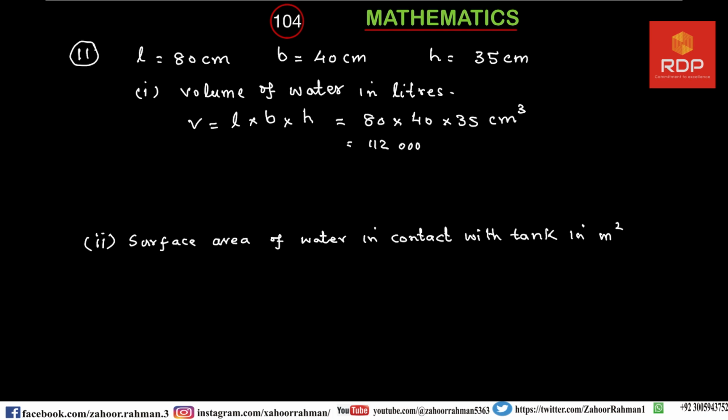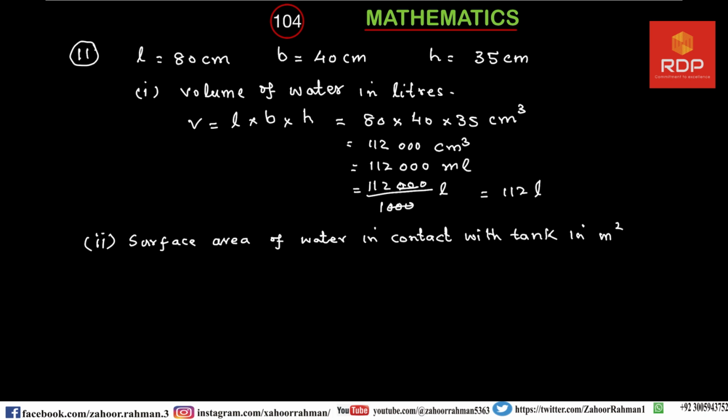112,000 centimeter cube will be the answer, and as a result we can write 112,000 milliliter, because 1 centimeter cube is equal to 1 milliliter. If we want to remove this milli from the milliliter, then we have to divide it by 1000 and it will only remain the liter. So it means that it will be 112 liter is the answer.